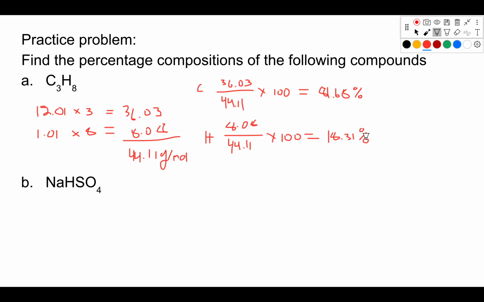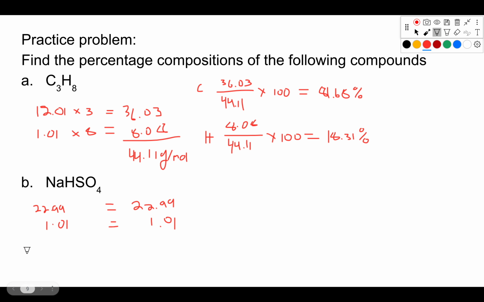All right, let's do the next one. This one has slightly more in it, but we're going to follow the same procedure. We'll start out with sodium, which has a mass of 22.99. And we don't need to take that times anything, so we can just carry it over here. And then hydrogen, again, 1.01. We don't need to do anything to it because there's only one of those as well.